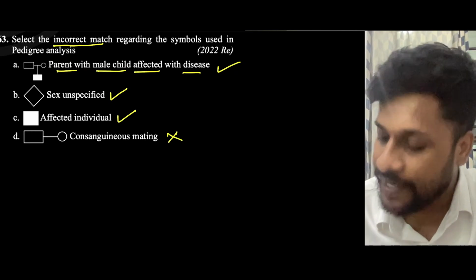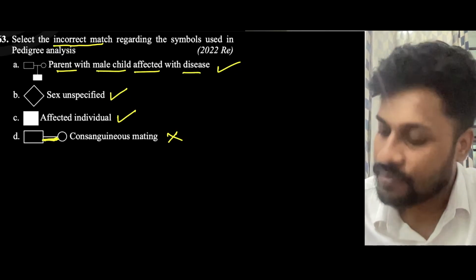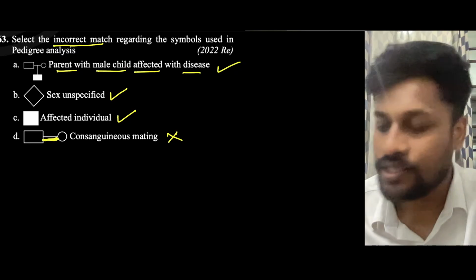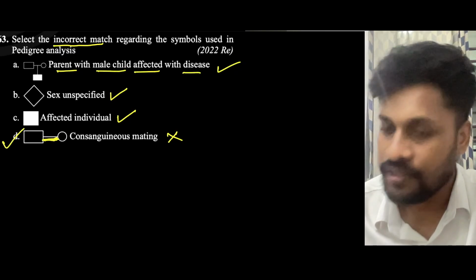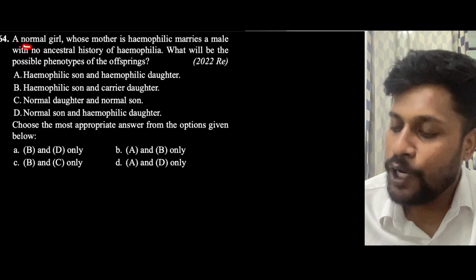What is missing here, guys? Here, an extra line is missing. Now this is correct. This is called consanguineous mating. Very good. Option D.